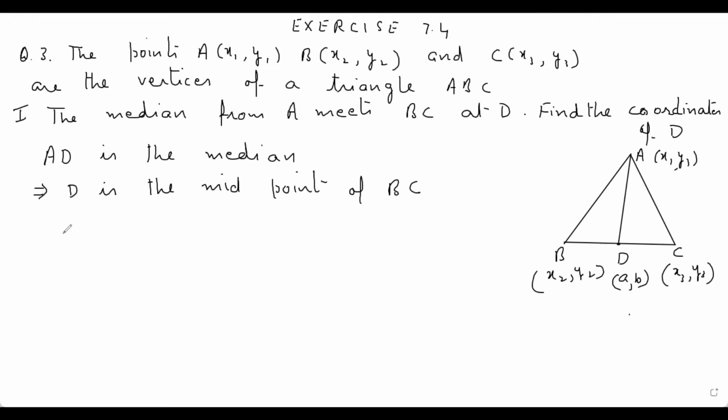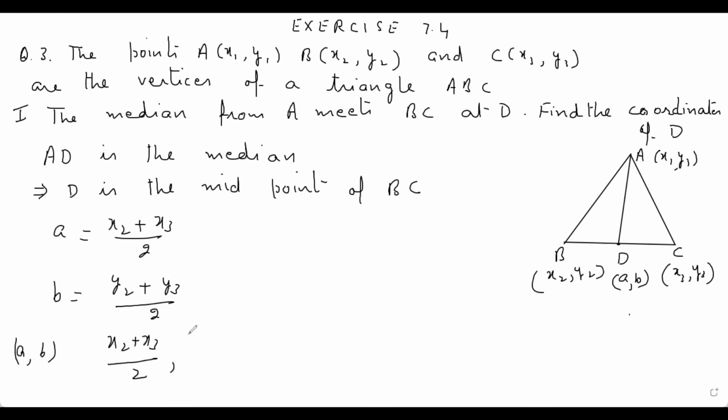And we know how to find the midpoint. So a is equal to x2 plus x3 upon 2 and b is equal to y2 plus y3 upon 2. So coordinates of D are x2 plus x3 upon 2 and y2 plus y3 upon 2. So this is our first part. On the next page, I'll solve the second part.